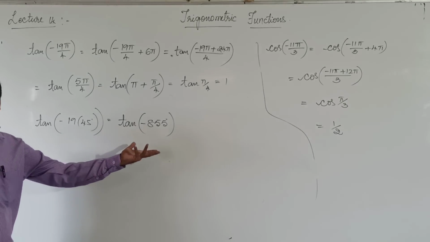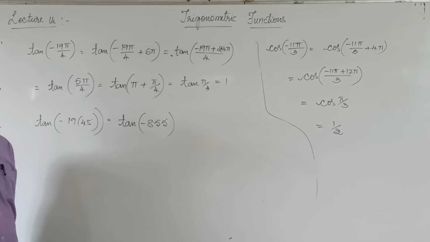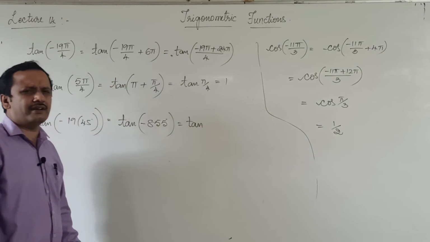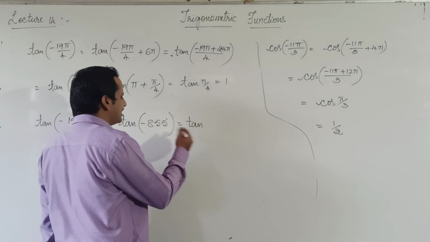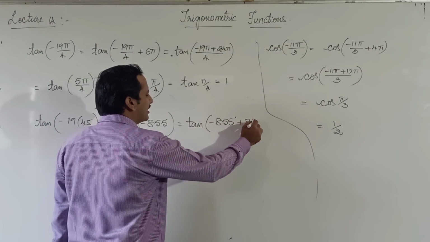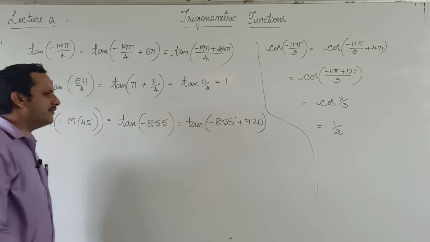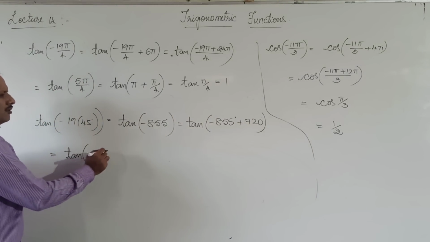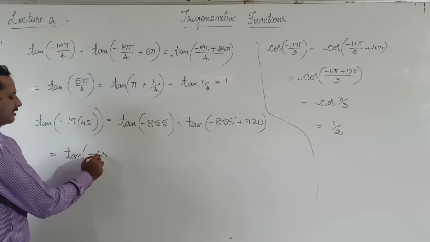This angle is less than 0. So you add any multiple of 360 degree. So any multiple of 360 means either I can add 720 or add 1080, whatever you want to do. I will add 720. Okay. Minus 855 degree plus 720 degree. What do you get? Minus 855 plus 720. So that will give you minus 135 degree.